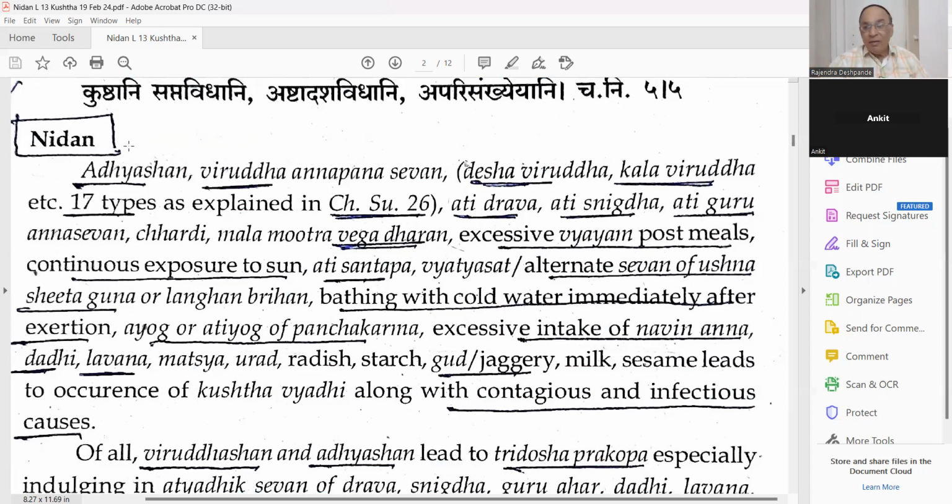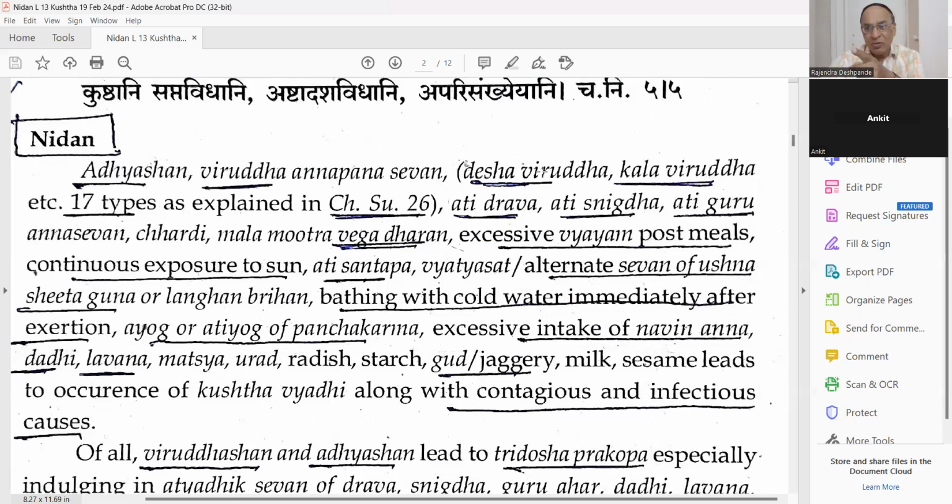So here you can see, basically there is a problem of Ama and Kled. Write down these words, Ama and Kled. That is indigestion, faulty metabolism, and Viruddha Annapan, a very important cause. Please write down incompatible food stuff like Desha Viruddha. If you are living in Nagpur, very hot, and regularly you are taking garlic chutney every day in the heat, that is Desha Viruddha.